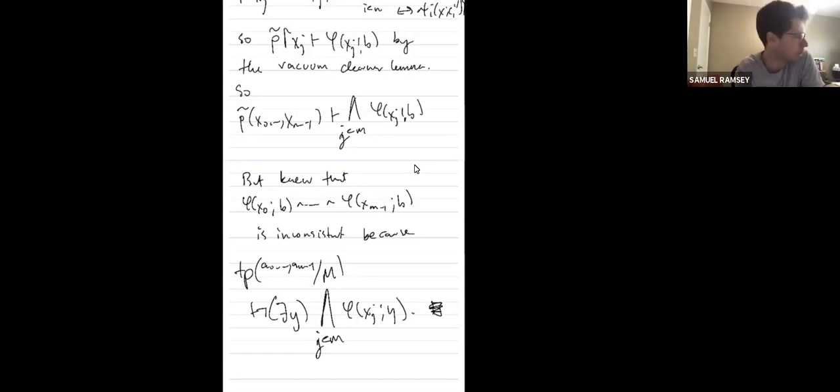So this is the paper. I believe it's called Forking and Dividing in NTP2 Theories. It's in the JSL. I think it came out in 2008 or 2007.